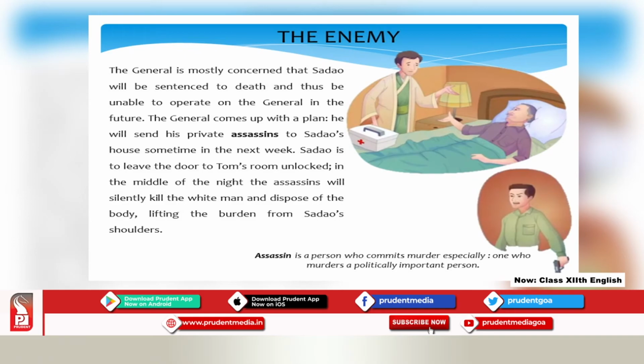The general is mostly concerned that Sadao will be sentenced to death and thus unable to operate on the general in the future. The general comes up with a plan. He will send his private assassins to Sadao's house sometime in the next week. Sadao is to leave the door to Tom's room unlocked. In the middle of the night, the assassins will silently kill the white man and dispose of the body, lifting the burden from Sadao's shoulders.